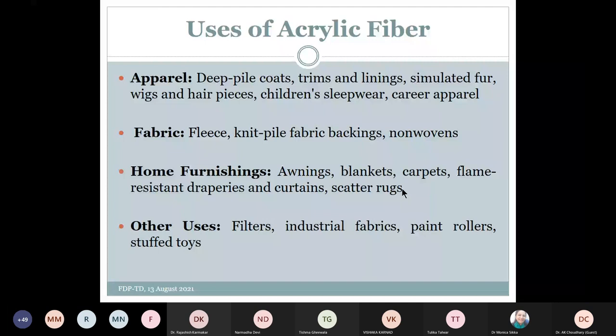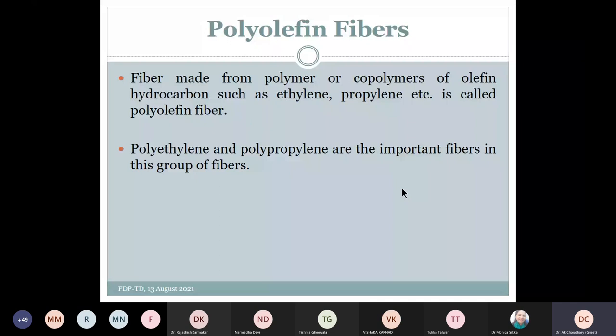Polyolefin fibers: fibers made from this polymer or copolymer of olefin hydrocarbons, such as ethylene and propylene, are called polyolefin fibers. So polyethylene and polypropylene, PP, are the important fibers in this group. And nowadays polypropylene is very widely used in the carpet sector and also in industrial applications. This fiber has a wide range of industrial products. You can produce your industrial product.